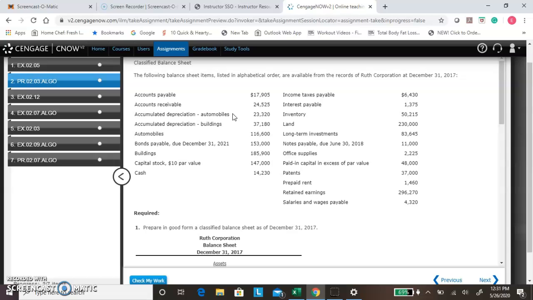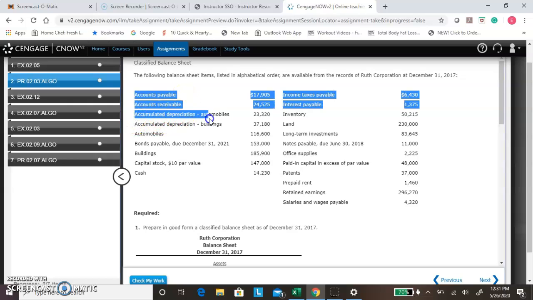So let's kind of take a look at these. Again, accounts payable is a liability, so it goes on the balance sheet. Assets and liabilities go on the balance sheet, and that is under liability. Accounts receivable, that is an asset. It's going to go on the balance sheet under assets.